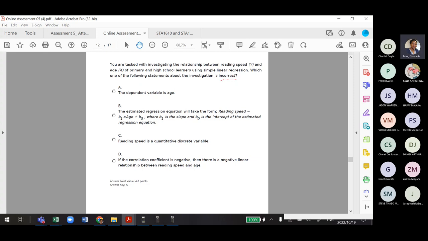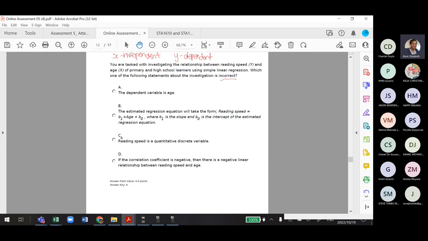A, the dependent variable is age. Always remember, X is the independent, and Y is your dependent. So, A, the age variable is a dependent variable. B, the estimated regression equation will take a form of reading speed is equals to B1 times age plus B0, where B1 is your slope. B0 is your intercept for the estimated regression equation.